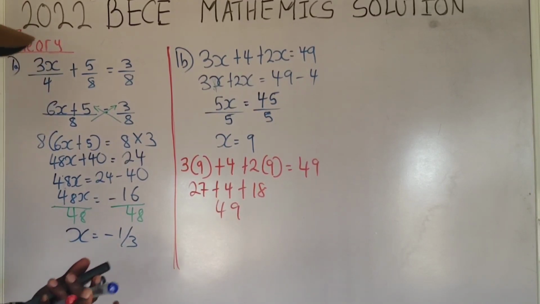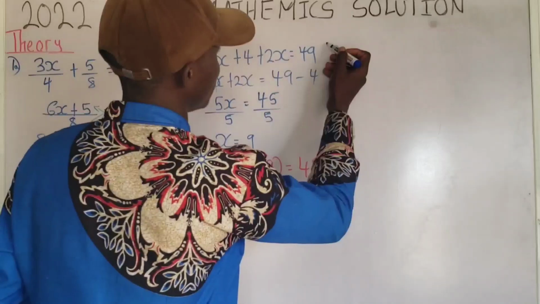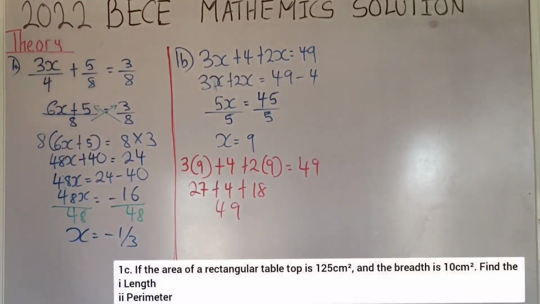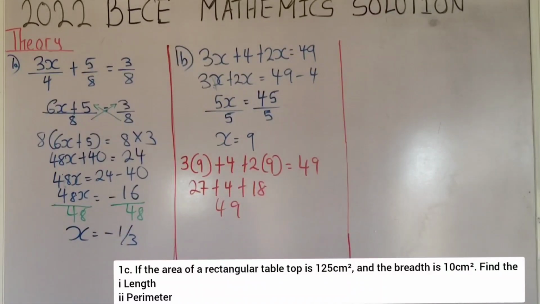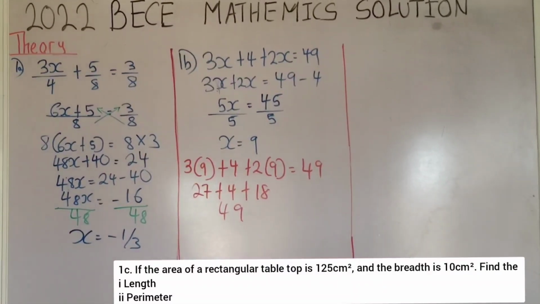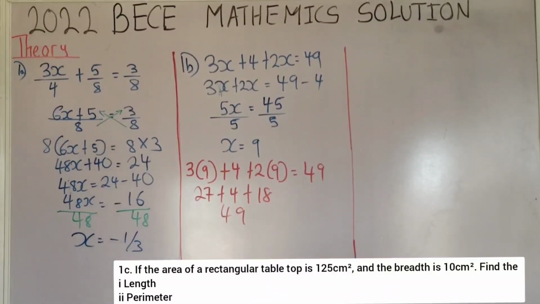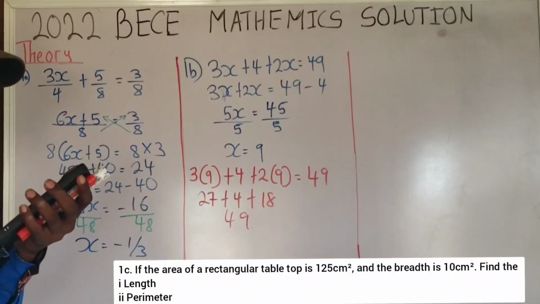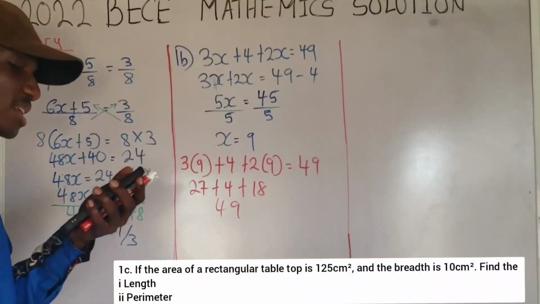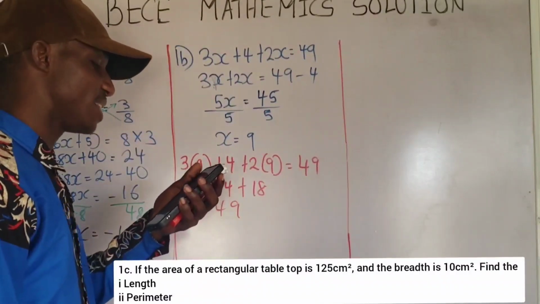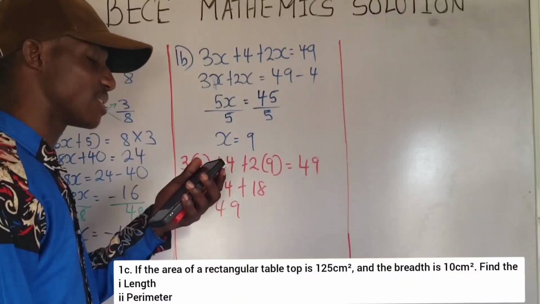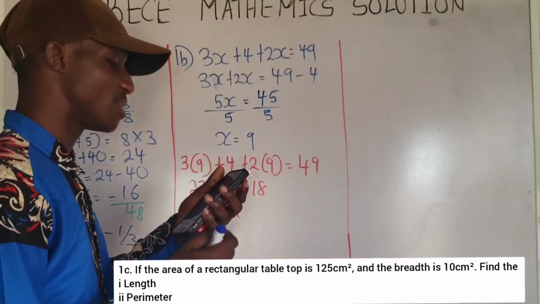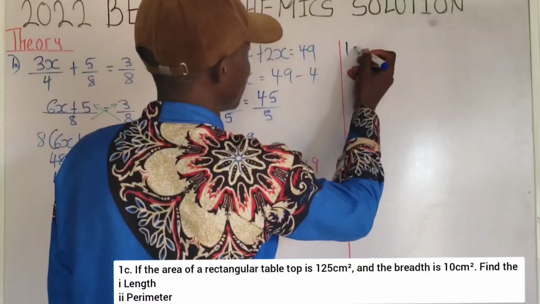Now let's proceed to question 1c. For question 1c, if the area of a rectangular tabletop is 125 centimeters squared and the breadth is 10 centimeters, find the length, that is Roman figure 1. Then the second, Roman figure 2, find the perimeter. Now, please pay attention. 1c.